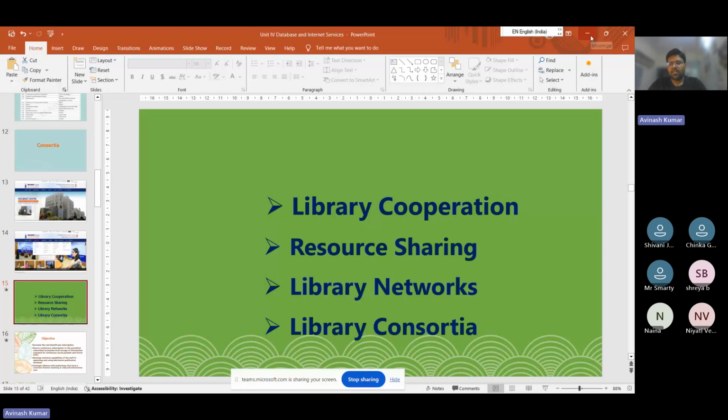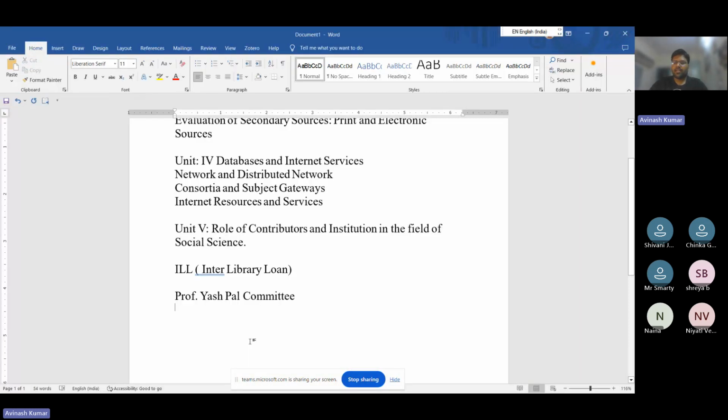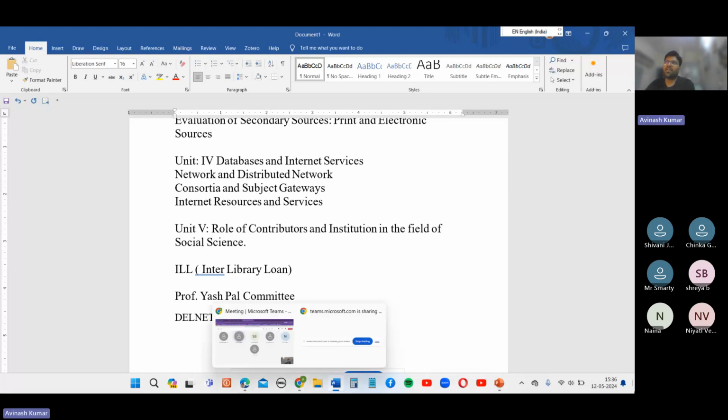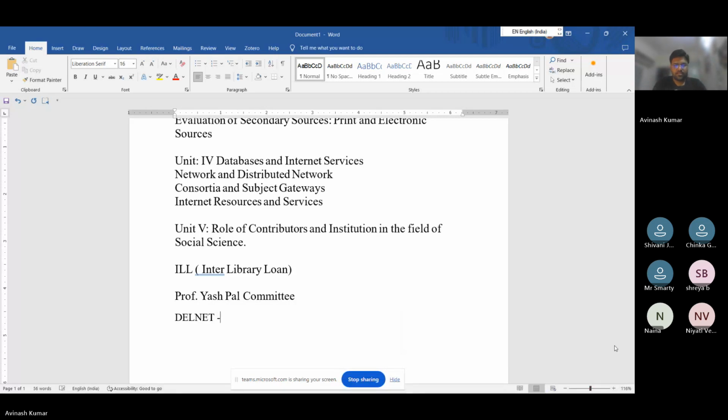तो जब लाइब्रेरी नेटवर्क की बात की, तो आपने सुना होगा डेलनेट। सुना है डेलनेट? यस सर. डेलनेट का फुल फॉर्म क्या होता है? डेवलपिंग लाइब्रेरी नेटवर्क. ये कब आया था? सर नो आइडिया. 1988 में. ओके, ये आया था 1988 में, और प्रोफेसर यशपाल कमेटी आई थी 1986 में. इसमें इन्होंने डेवलपिंग लाइब्रेरी नेटवर्क की बात किया था.